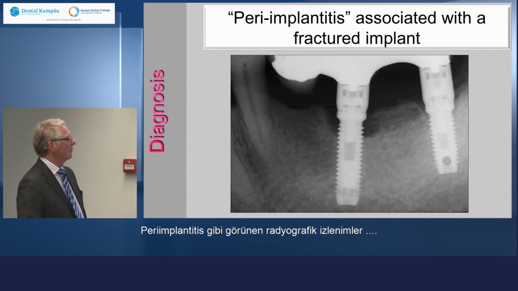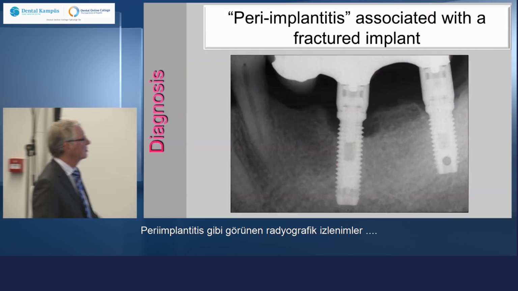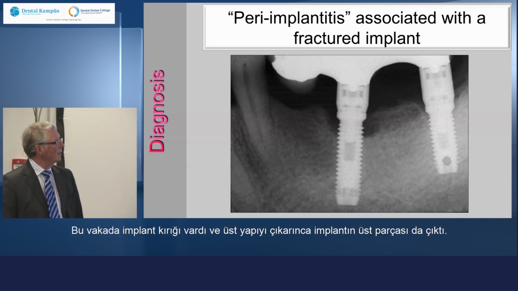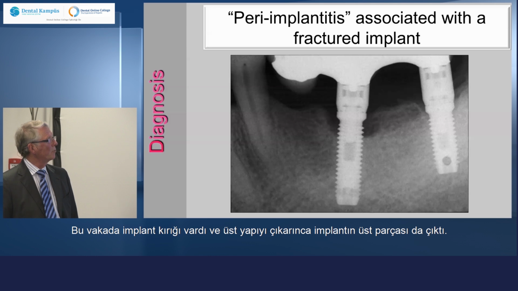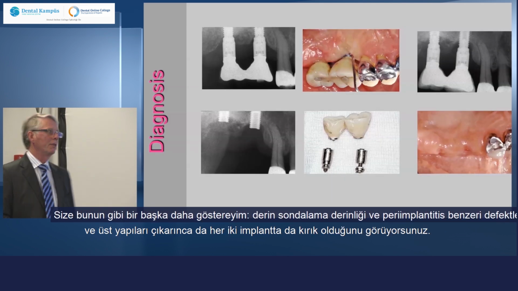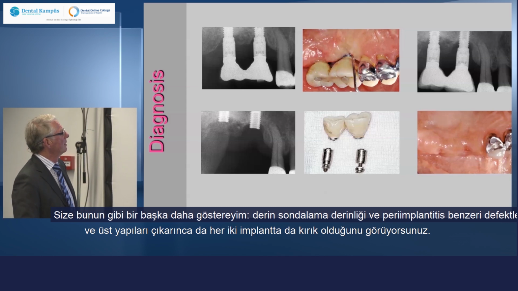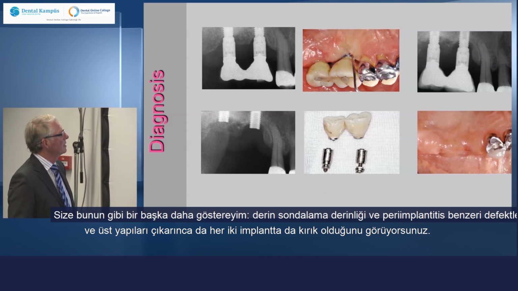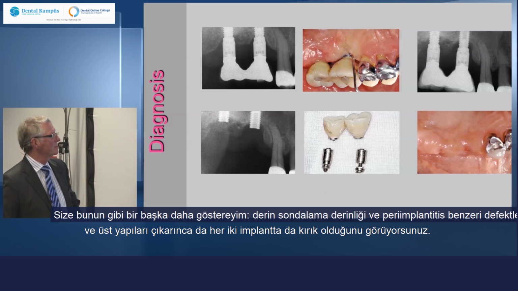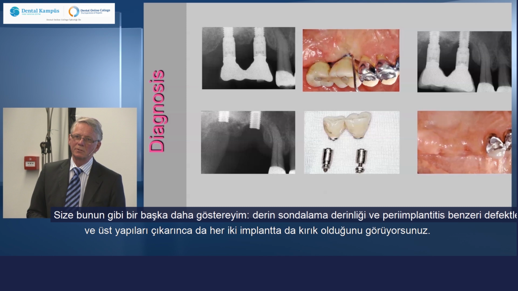Radiographic impressions that could look also like periimplantitis are when you have, this is a case where you have a fracture of the implant. So when this superstructure was removed, you could also remove the upper part of the implant. And I will show you another case like this, where you have deep probing depths, you have periimplantitis-like defects in the upper. When we remove the superstructure, you see that there are fractures on both of those implants.